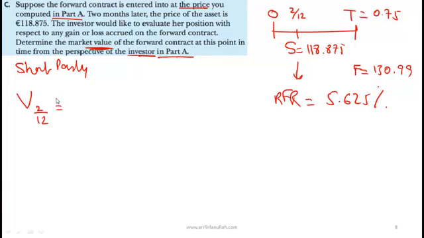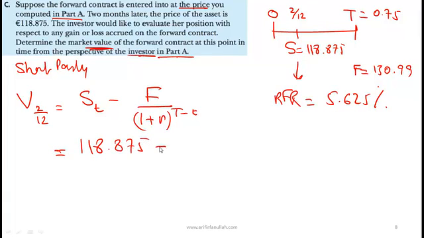Again, my advice is just memorize the formula from the long perspective, and then given that this investor is short, just switch the sign. So what was the formula for the long? It was the spot price at this time minus the forward contract over 1 plus R to the power T minus t. So what's the spot price? The spot price is given as 118.875. What's the forward price?